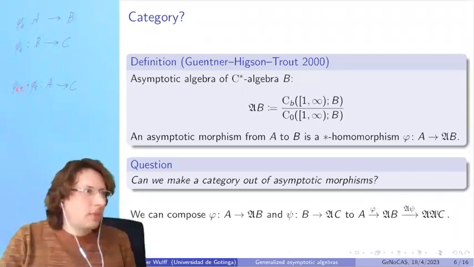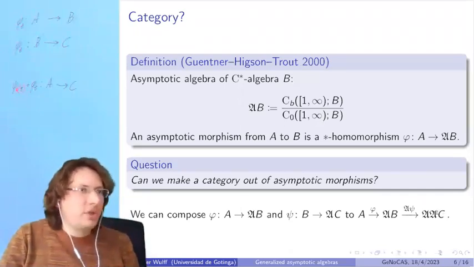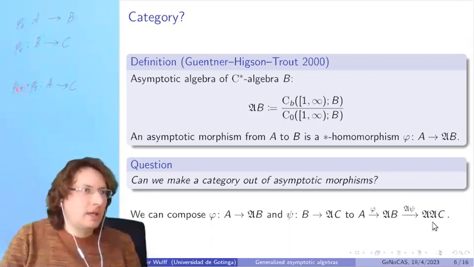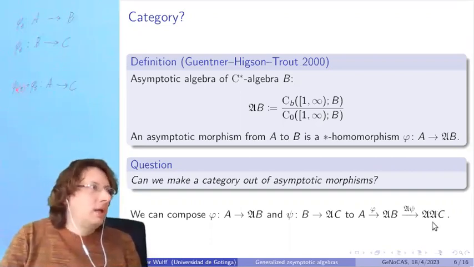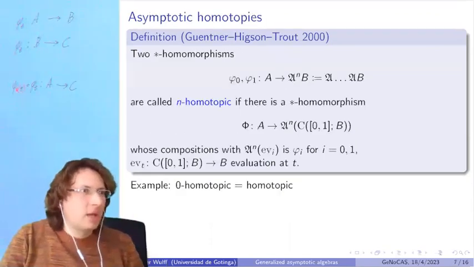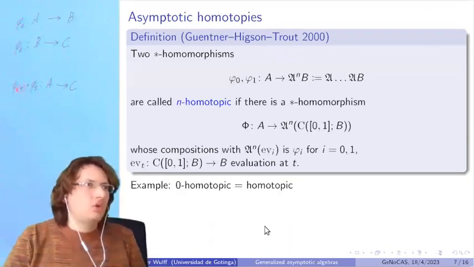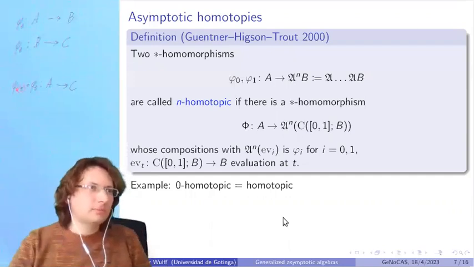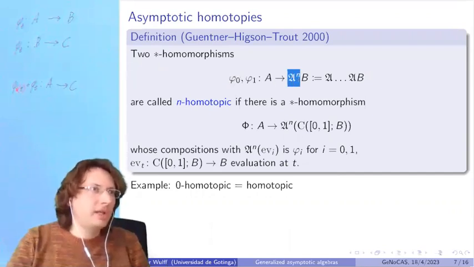And there's another thing which we need, in order to make a category out of it, namely we have to divide out a suitable notion of homotopy out of these classes of asymptotic morphisms. And this is the notion of n-homotopy. So now we are considering more general star homomorphisms from A into the n-fold iterated asymptotic algebra of B.